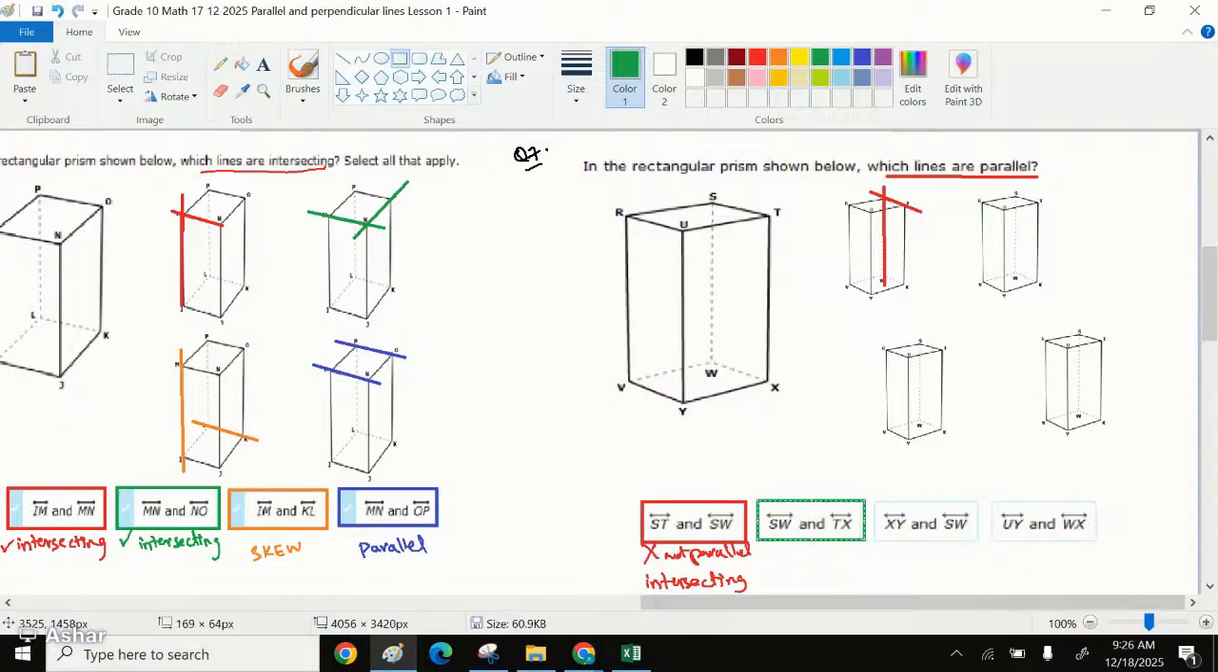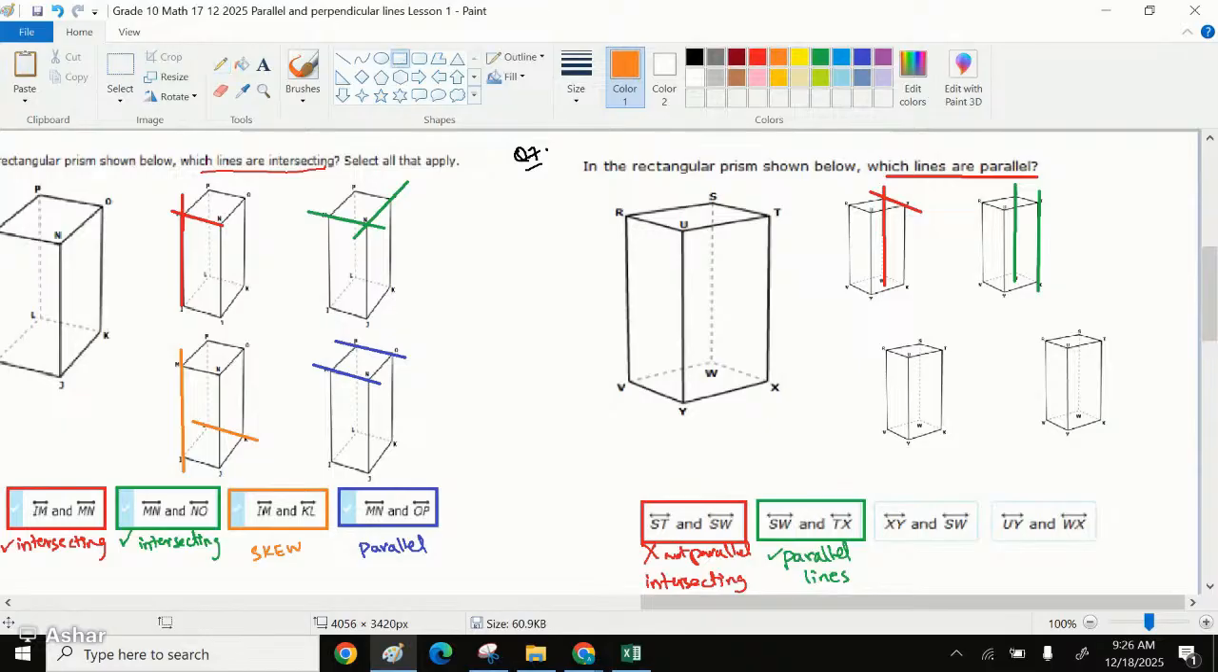SW and TX. The line SW is this vertical line, SW, and TX. TX is this line. That means they are parallel lines. Moving on to the next.